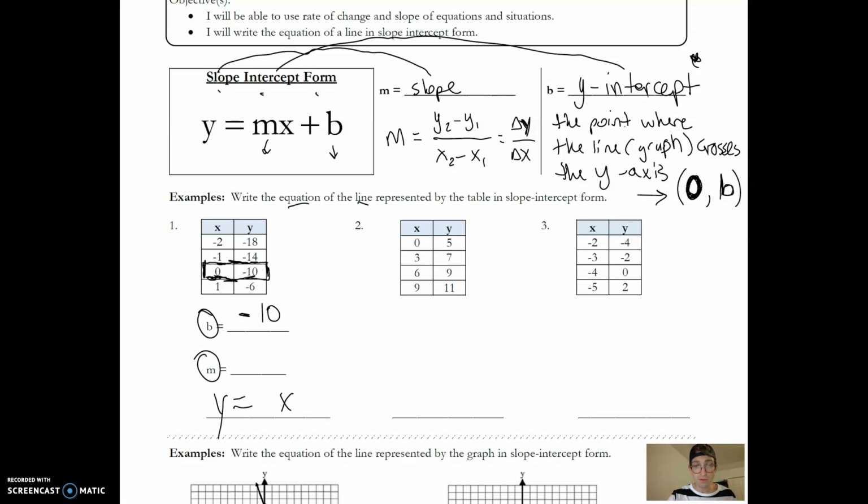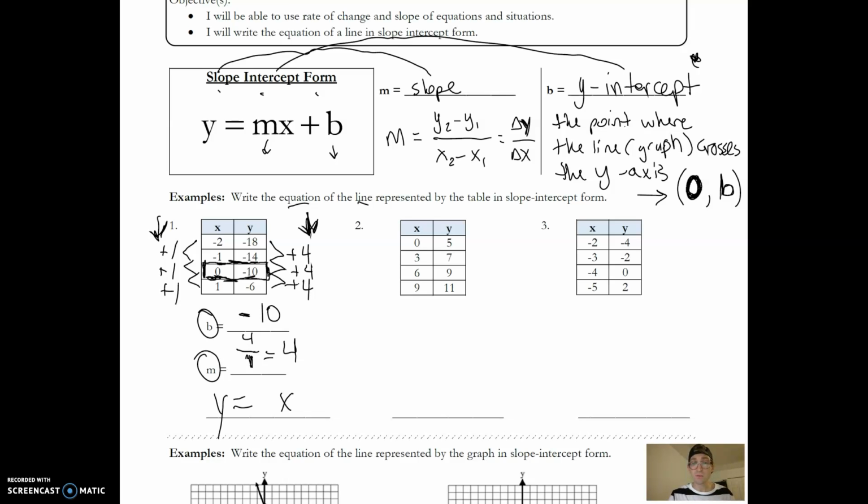Now how do we find slope? Did a little bit of this yesterday. Find how x changes, find how y changes. So what's the change from negative 2 to negative 1? We add 1. What's the change from negative 1 to 0? We add 1. From 0 to 1, we add 1. Over here on the y side, from negative 18 to negative 14, we're adding 4. From negative 14 to negative 10, we're adding 4. From negative 10 to negative 6, we're adding 4. So how do we calculate slope? The change in y over the change in x. So that would be 4 over 1, which simplifies to 4.